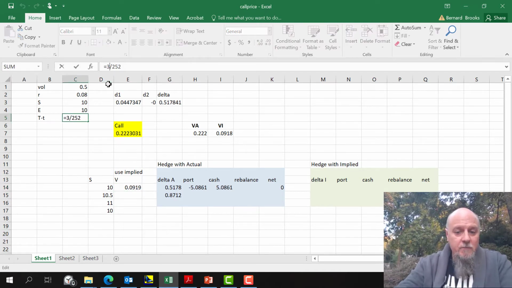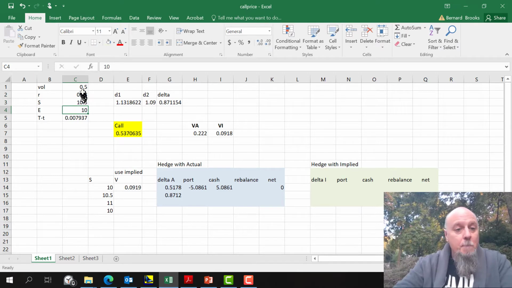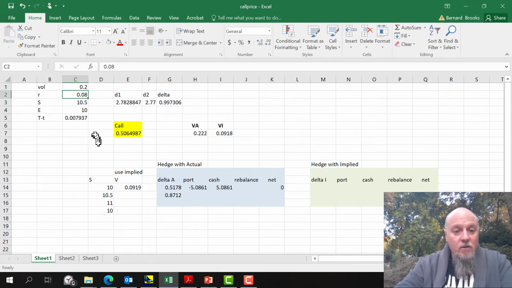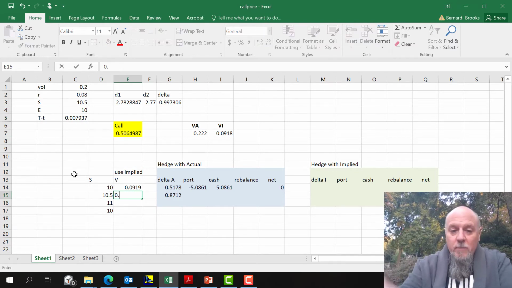So I'm going to update. The stock is at $10.50, but the market uses 0.2. So the market thinks that the call option is worth 50 cents. I always use the implied volatility to calculate the price of the call option, because that's what implied volatility means.